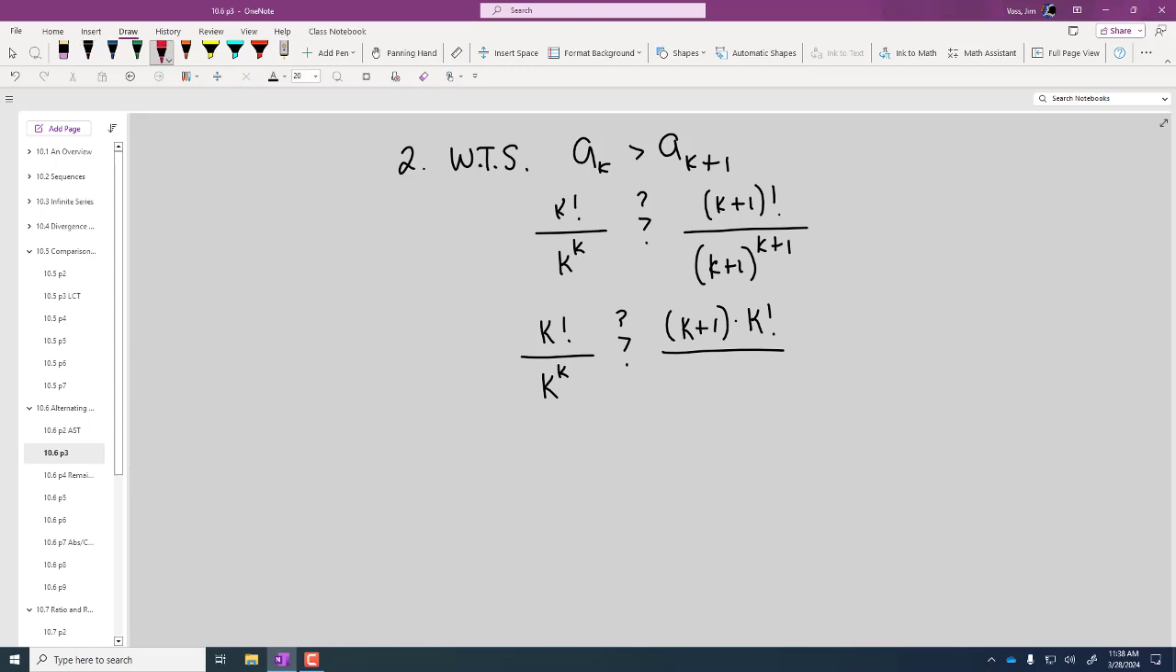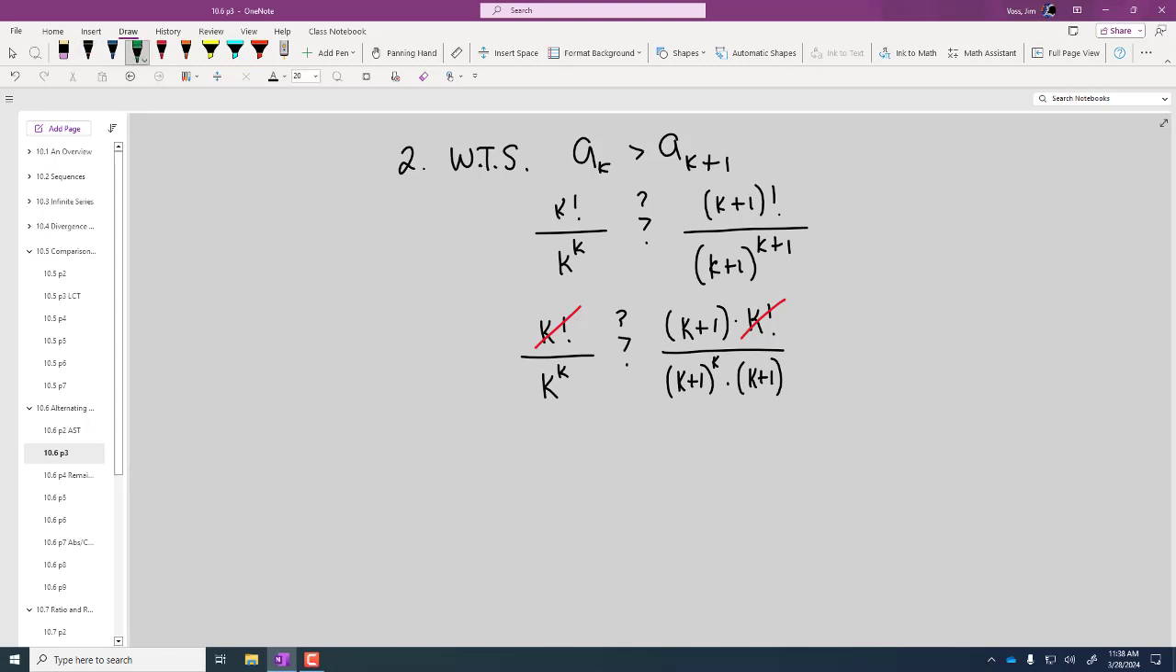And now what you should see is that, okay, well, the k factorials will cancel. Everything's positive, so you could divide both sides by k factorial. So those k factorials can go away. In the denominator, we can write this as k plus 1 to the k multiplied by k plus 1. K plus 1 to the k plus 1, these have the same base, and if you were to add the exponents, you would get back to where we were.